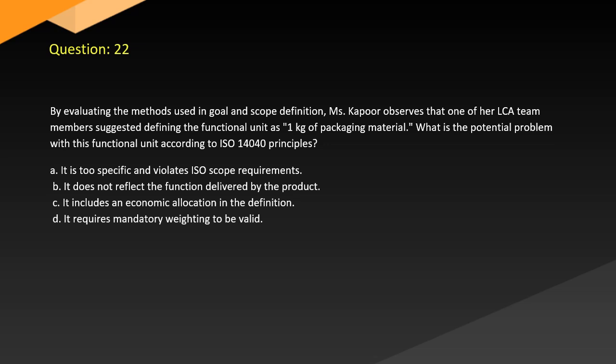Question 22. By evaluating the methods used in goal and scope definition, Kapoor observes that one of her LCA team members suggested defining the functional unit as 1 kilogram of packaging material. What is the potential problem with this functional unit according to ISO 14040 principles? A. It is too specific and violates ISO scope requirements. B. It does not reflect the function delivered by the product. C. It includes an economic allocation in the definition. D. It requires mandatory weighting to be valid.